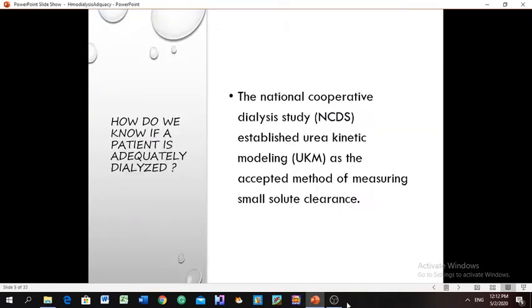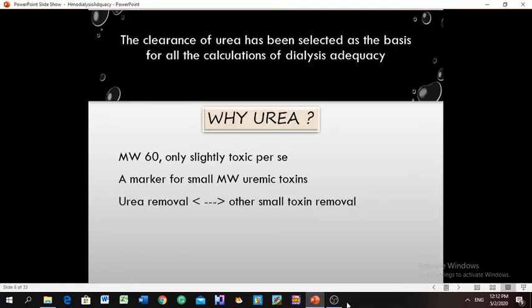How do we know if a patient is adequately dialyzed? The National Cooperative Dialysis Study established urea kinetic modeling as the accepted method of measuring small solute clearance. The clearance of urea has been selected as the basis for all calculations of dialysis adequacy. Why urea? Because it has a small molecular weight, nearly 60 Dalton, and it is a slightly toxic substance. It is regarded as a marker for small toxin removal.